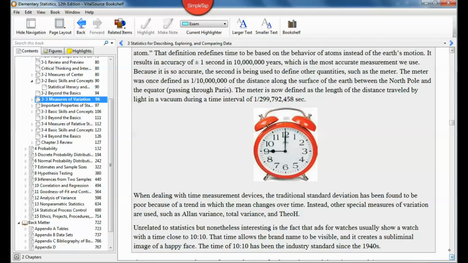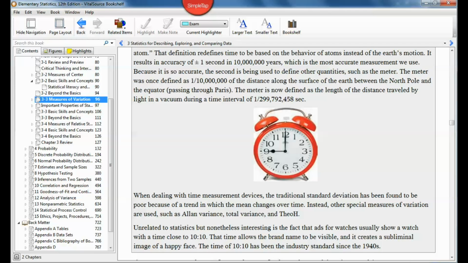When dealing with time measurements or time measurement devices, the traditional standard deviation has been found to be poor because of a trend in which the mean changes over time. Instead, other special measurements of variation are used, such as Allan variance, total variance, and TOH.